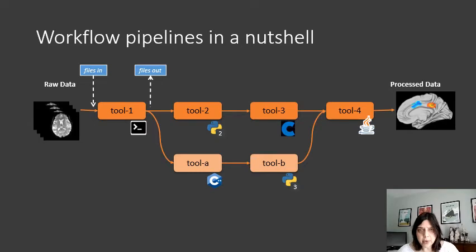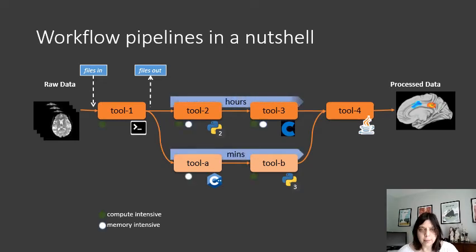One thing that's pretty important here is that some of these tools may have different resource needs than others. So tool B and tool A might be resource bound. They might need more CPUs, and tools 3 and tool 4 might need more memory. So all of these steps are different, and they may take different amounts of time.